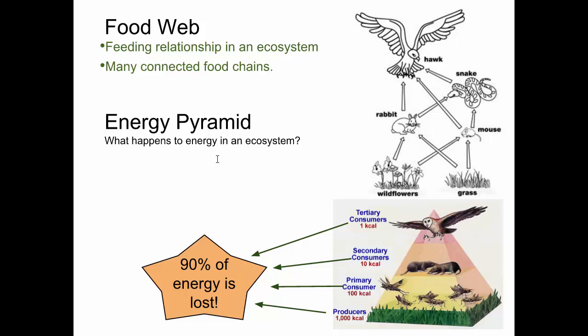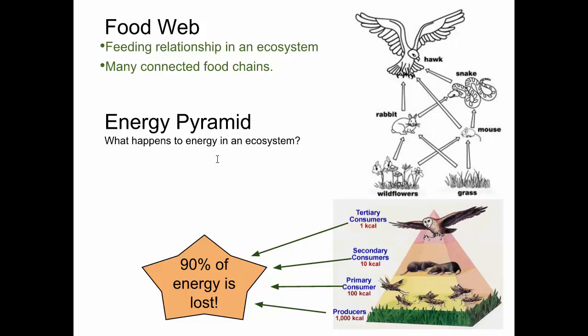It's basically several food chains connected together, interweaved with each other. If you look at this, it's just a simple food web. But again, it's not a food chain because the rabbit eats the wildflowers, it also eats the grass, and the snake eats the mouse and the rabbit. So there's interconnection between multiple organisms.